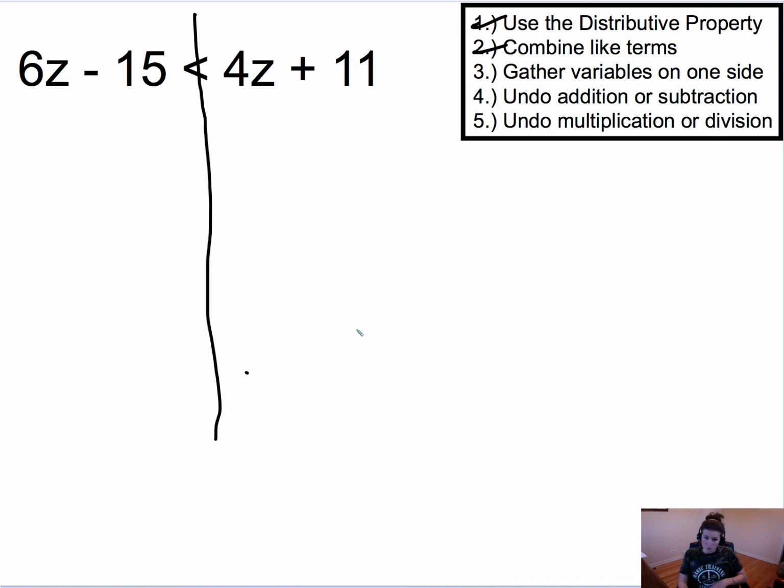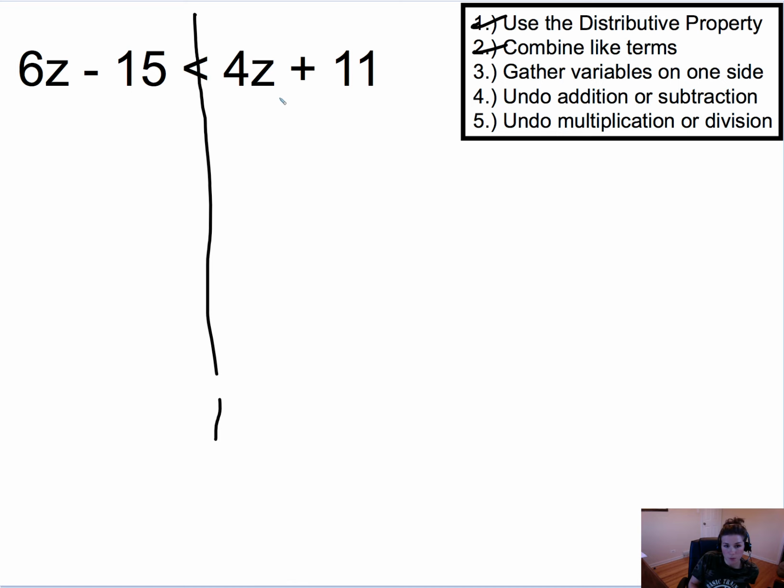Remember, I told you if it's easier for you to work with positives, it really doesn't matter. But if it's easier, you could just always move the smaller variable, which in this case would be the 4z, because 4z is less than 6z. So let's move the 4z to keep it easy. Doesn't matter if you move the 6z though, either way.